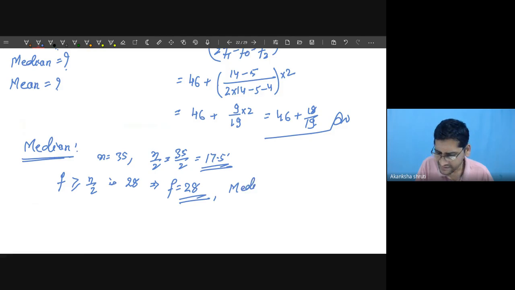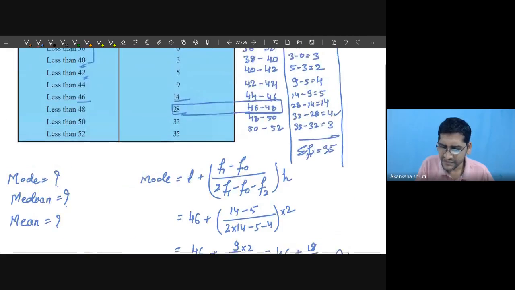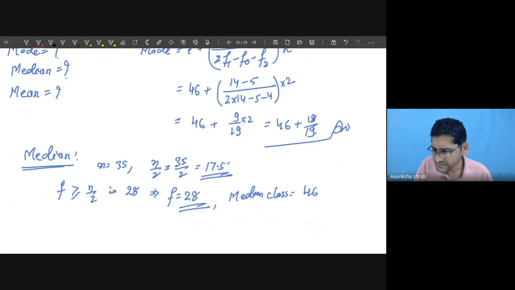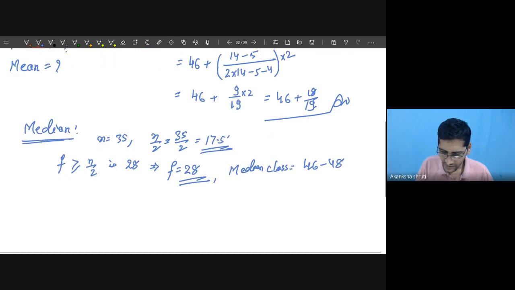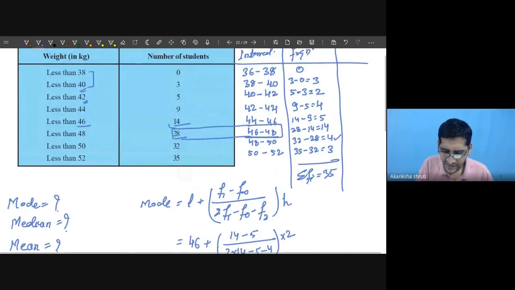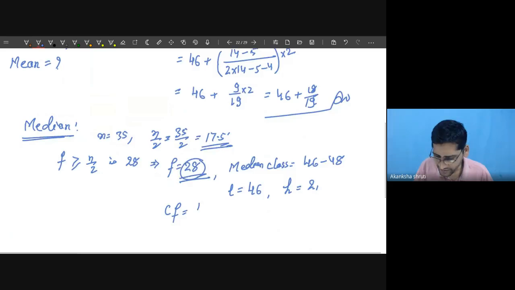Median class is our 46 to 48. So the lower limit of the median class is again 46, and h is our 2. The cumulative frequency preceding this, 28, is our 14. So that 14 we need to take.